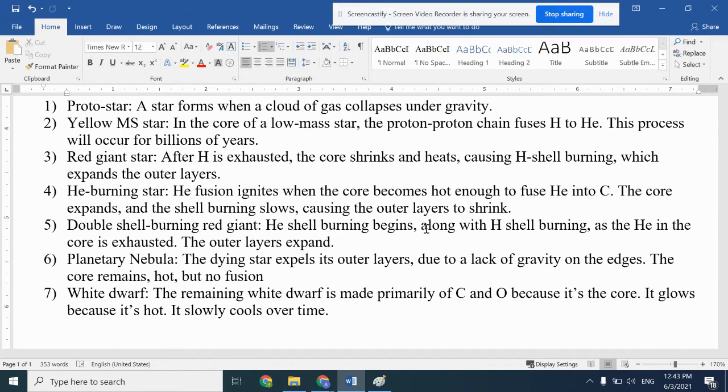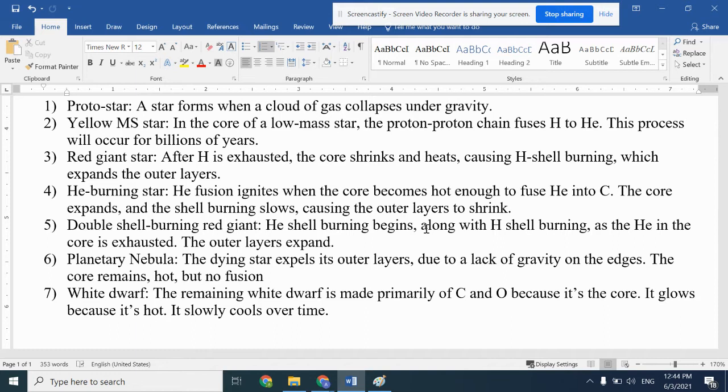Now, similar to the high mass star, after the hydrogen's exhausted, the core shrinks, and you get hydrogen shell burning again, just like on the high mass stars. That's going to push the outer layers outwards, causing it to expand to a red giant. It will contract once helium fusion ignites in the core, causing the core to expand and slowing down the hydrogen shell burning. And then you get a double shell burning red giant. Depending on the star, our sun won't get beyond this. It will never fuse carbon, but it will fuse helium.